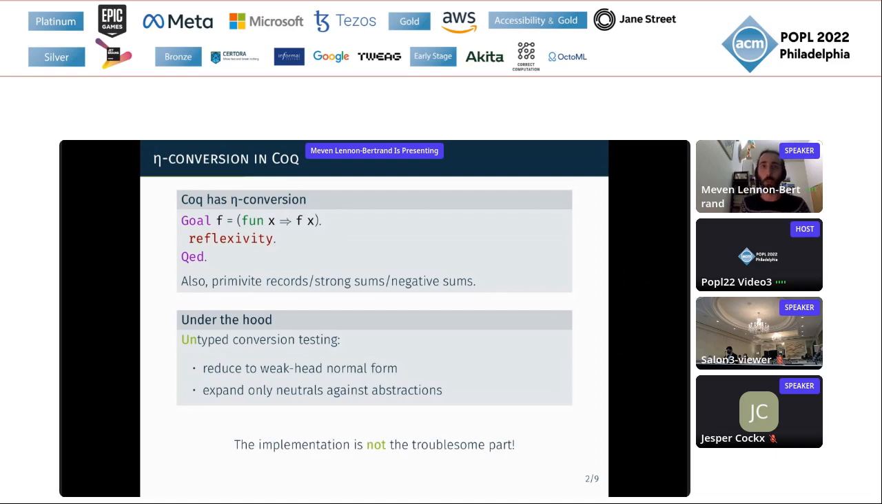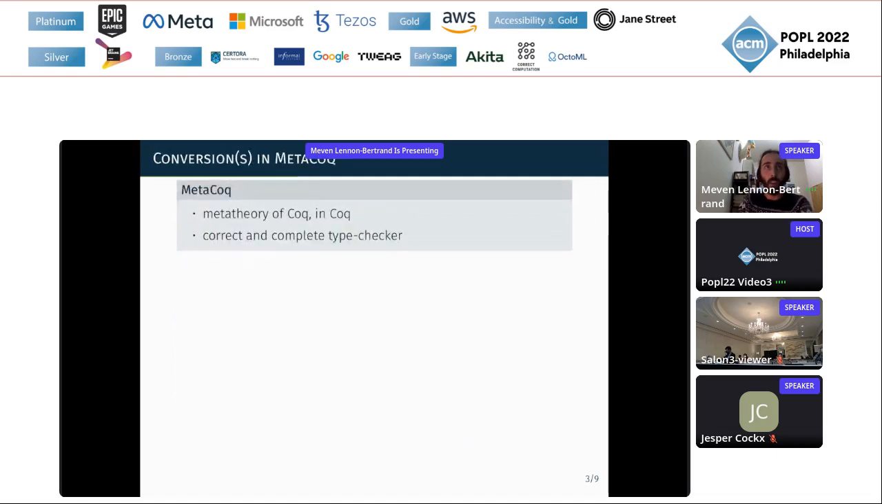And actually, this works quite well, and the implementation is not the troublesome part. I know it's supposed to be a workshop about implementation, but the issue I want to talk about is not an implementation issue. This algorithm seems to work very fine. The problem is how to specify it. And the place where we want to specify it is inside MetaCoq.